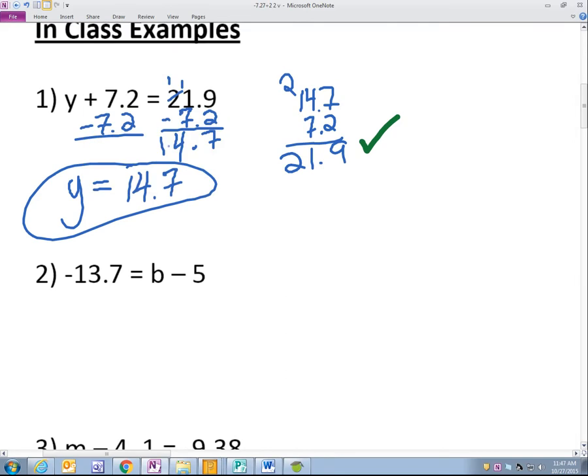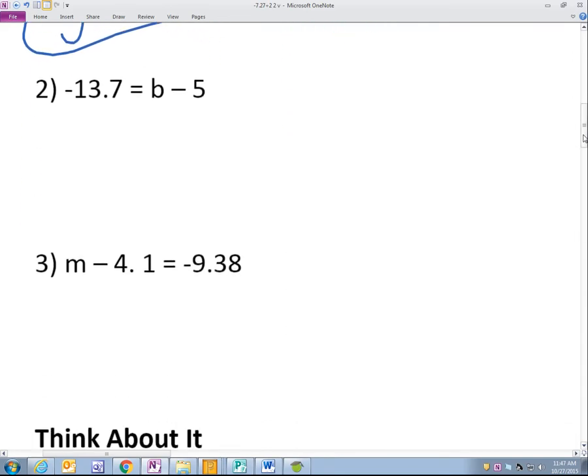Now I have number 2. We have 13.7 equals b minus 5. But I'm going to do something with this because on your homework there are at least 3 questions that are not like this. It's actually a 2-step equation, but you're just going to have to take my word for it for today. I want you to rewrite this, please. Please rewrite this as 13.7 equals 5 minus b.